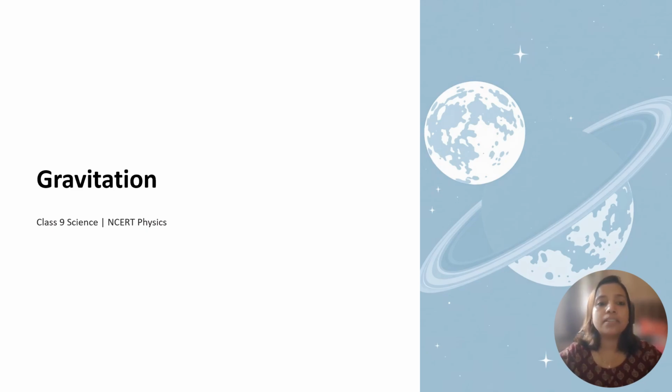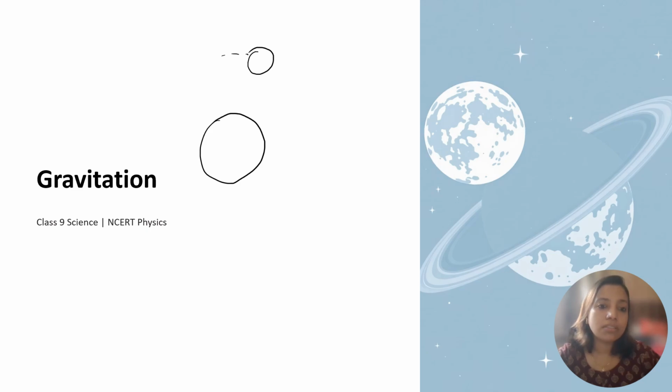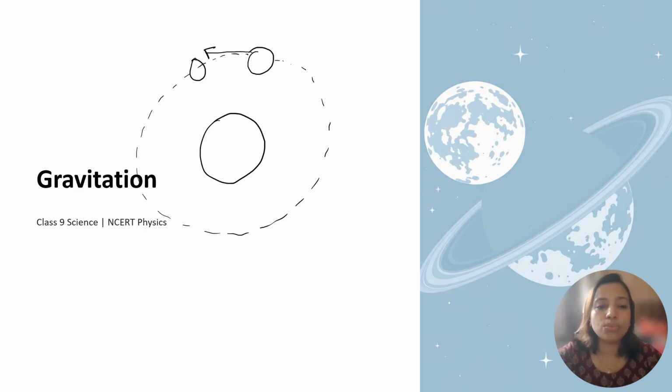So basically what happens here, suppose this is our moon and this is our earth. The moon is rotating around the earth in this manner. Whenever the moon is rotating around the earth, each and every moment there is a change in the velocity of the moon. Okay, so this kind of velocity is known as tangential velocity.